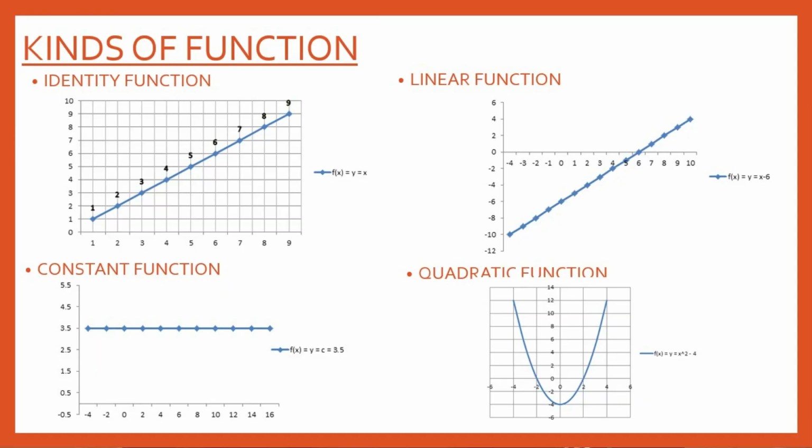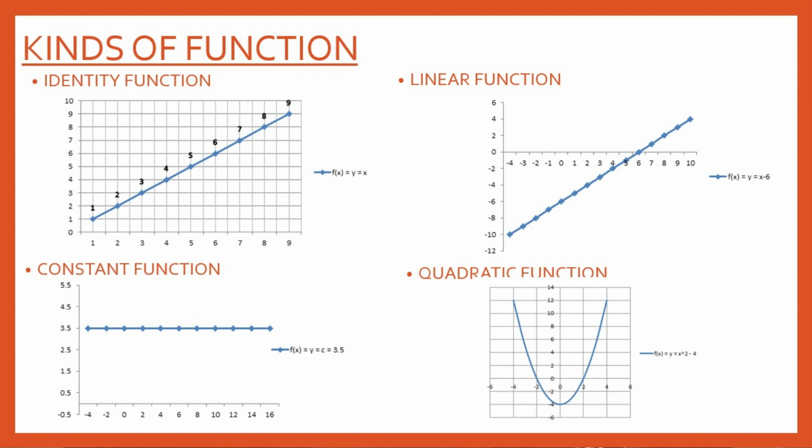We also have different kinds of functions available for review. The first one is our identity function. It is where your value of x corresponds to your value of y. Next, we have a constant function. This means that no matter what value of x you place or you replace x with, the function gives the same y. In this case, f of x is equal to 3.5.